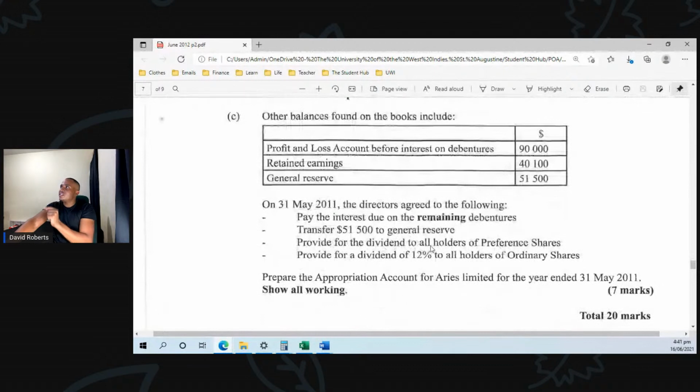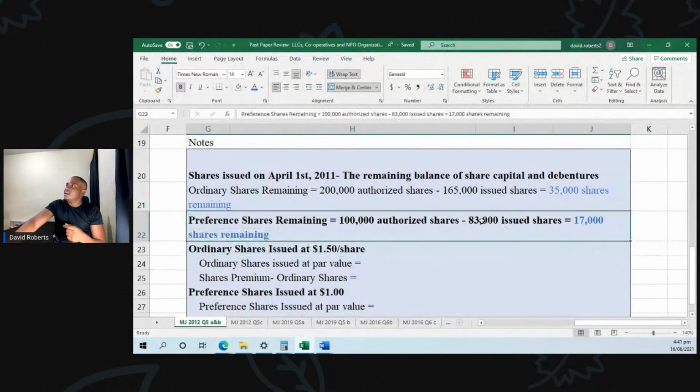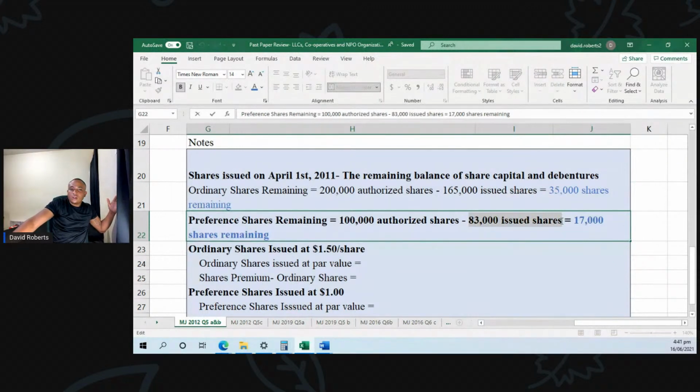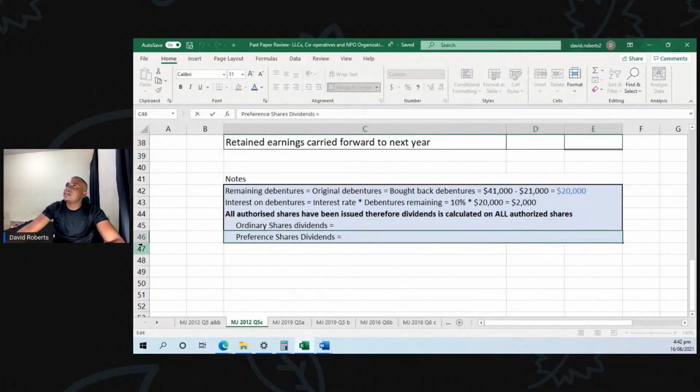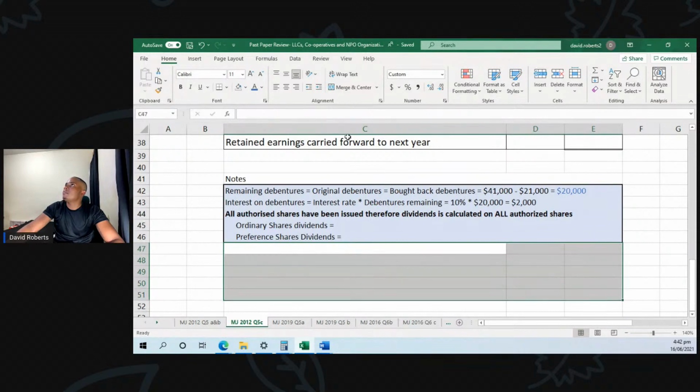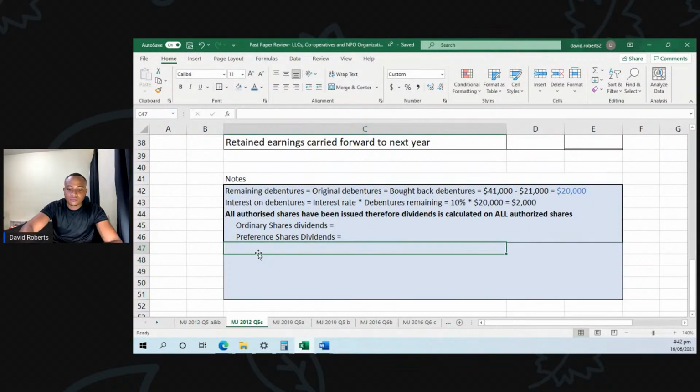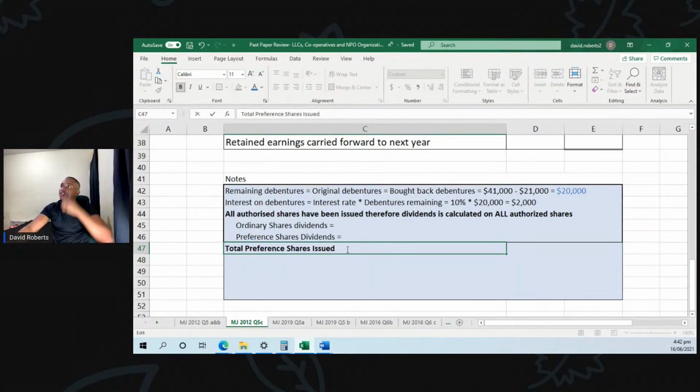With any question, when it says provide for the dividends to all holders of preference shares, what we need to do is include the 83,000 that was issued before, and then add the 17,000 shares that were remaining. After that, that is the total amount of preference shares issued. I'm going to say it again. So we're looking at preference shares issued. So you're going to look to find the total preference shares issued, right?